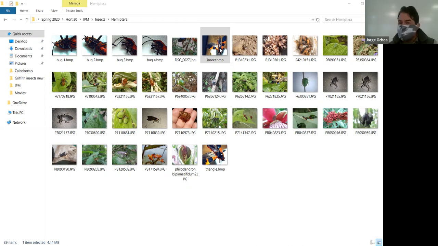Here's assassin bugs. So these are good guys. All of the bugs are going to have a stylet, that needle-like mouth part. If you look at it, that's what they're going to use to stab their prey. They're going to drink a liquid diet. So they're going to stab it and then suck out the insides of the insect. This one is feeding on a scale. So you see the stylet coming out.